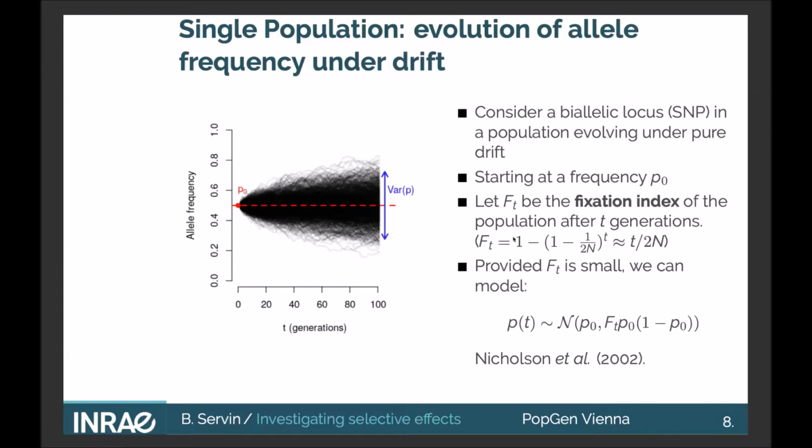And it's 1 minus (1 minus 1 over 2N) to the power of t, which is pretty well approximated, when t is much smaller than N, by t over 2N. And so provided this Ft is not too large, we can actually model the allele frequency at time t by a Gaussian distribution with average P0 and variance Ft P0 (1 minus P0). This model was proposed, I think, in this form first by Nicholson et al.